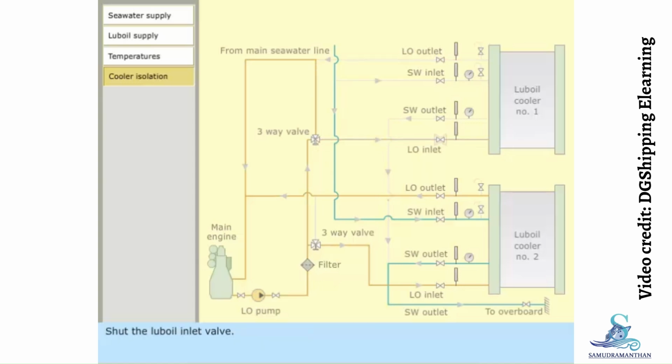Shut the lube oil inlet valve. Shut the lube oil outlet valve. Adjust the three-way valve back to the normal position. Now, number 2 cooler is in operation and number 1 cooler is isolated.